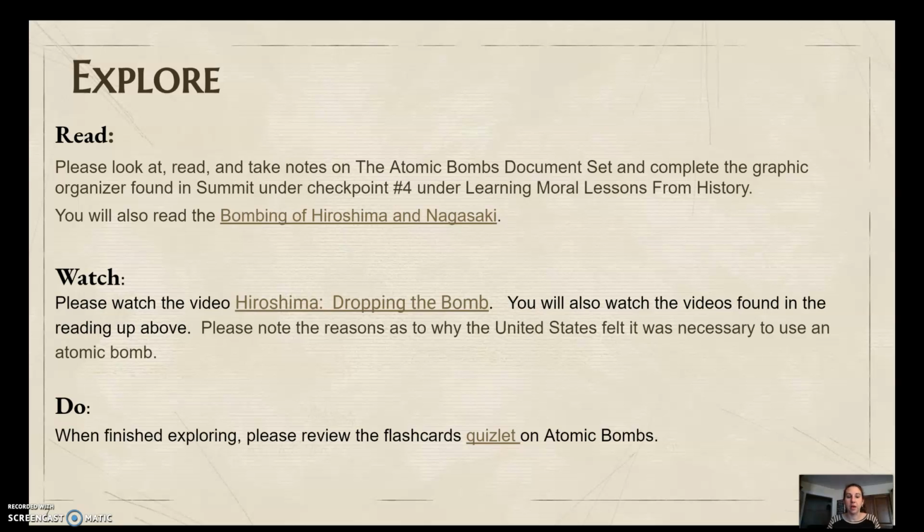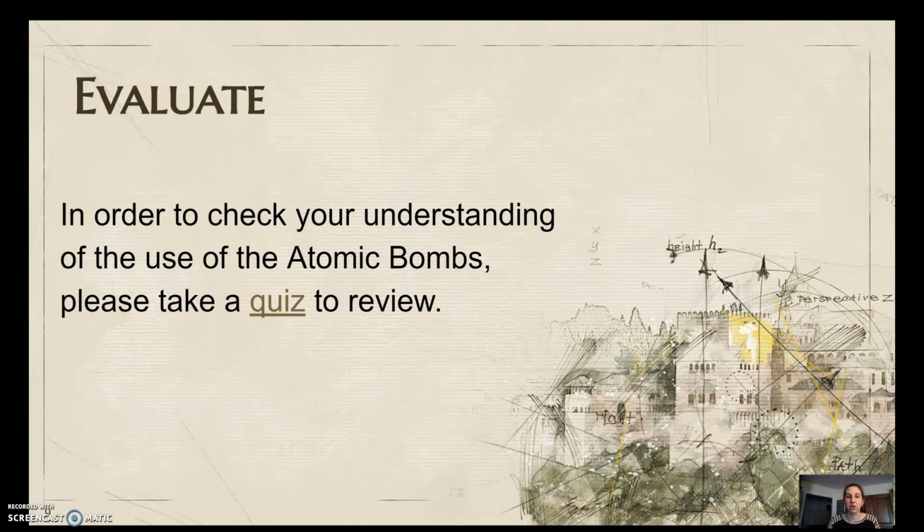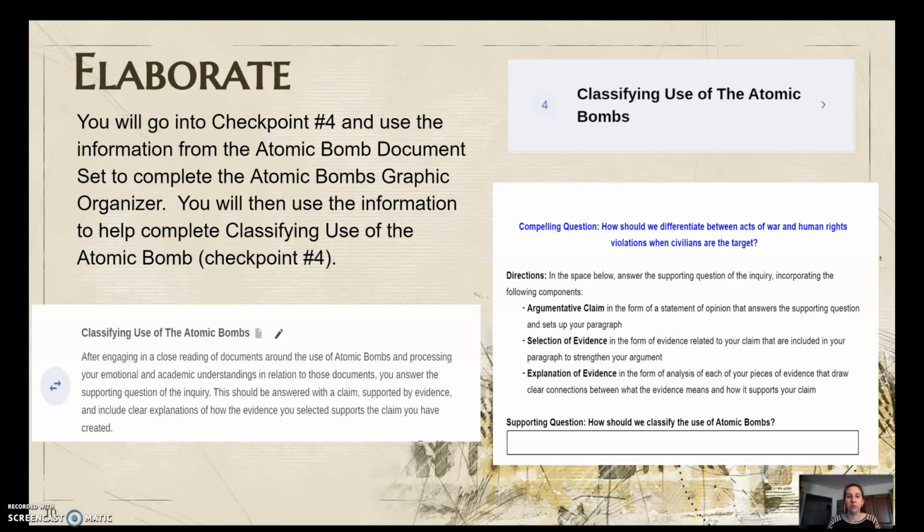And when you finish exploring, you'll complete the Quizlet on atomic bombs. And then explain to me, why did the United States feel it was necessary to drop the atomic bombs on Hiroshima and Nagasaki? In order to check your understanding of the use of atomic bombs, you're going to take the quiz. And then you're going to go into checkpoint number 4 and use the information from the atomic bomb document set to complete the atomic bombs graphic organizer. You'll use the information to help complete classifying the use of the atomic bomb. Okay, so go in and click the lesson, read the material, and then you'll complete this as well.